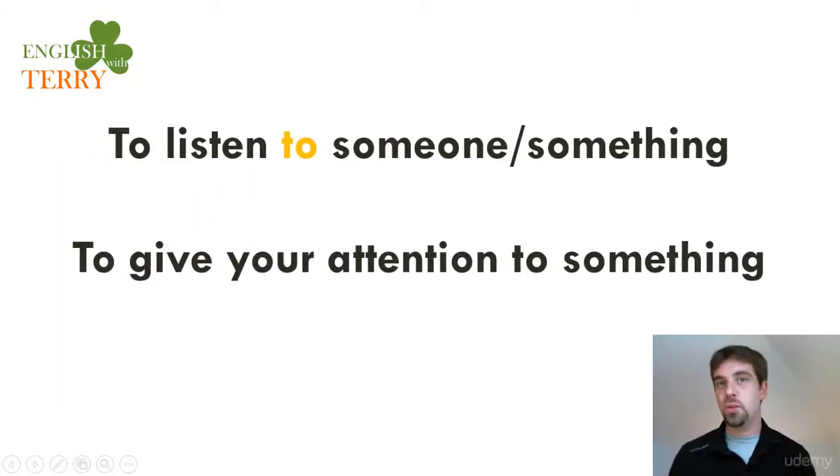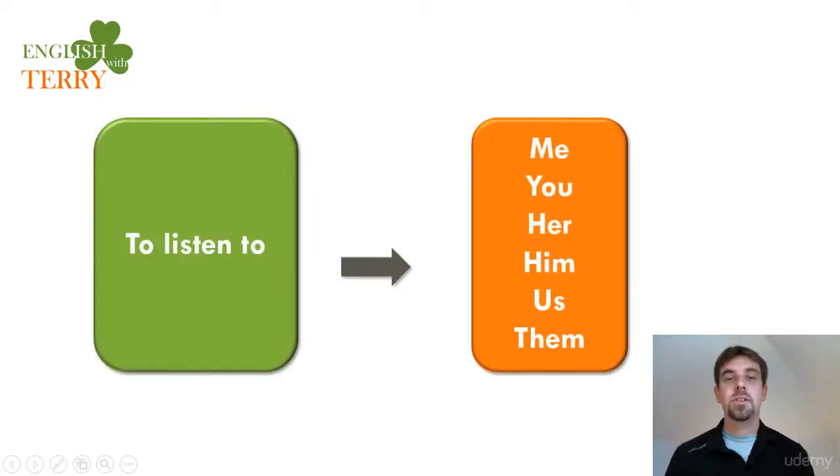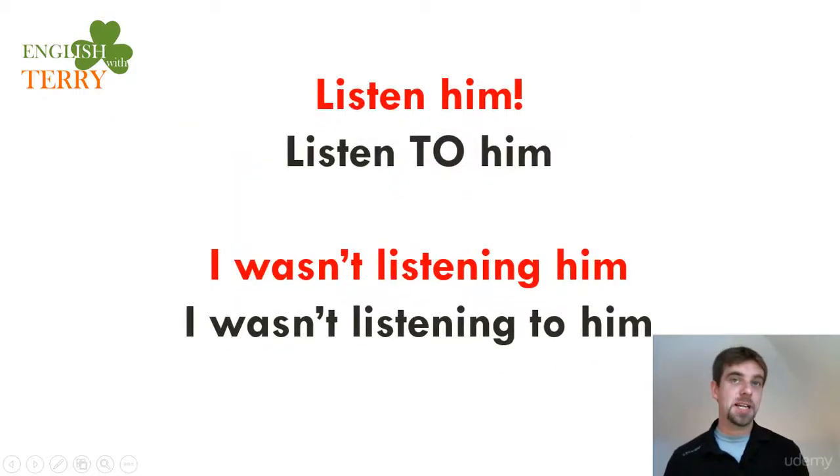So to listen to someone or something is to give your attention to this idea. Note that the T is silent. It's not "listen" with a T, but "listen". To listen to me, you, him, her, us, them. We don't want the classic mistake of "listen him". "I wasn't listening him." No, it's "listen to him." I wasn't listening to him. I'm repeating the same idea because it's so important.